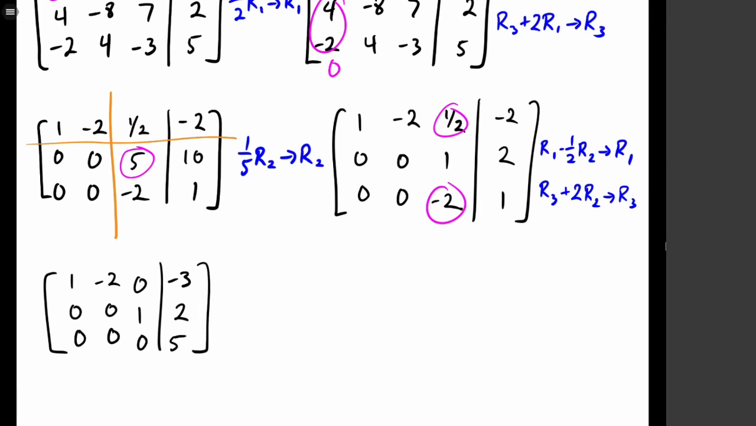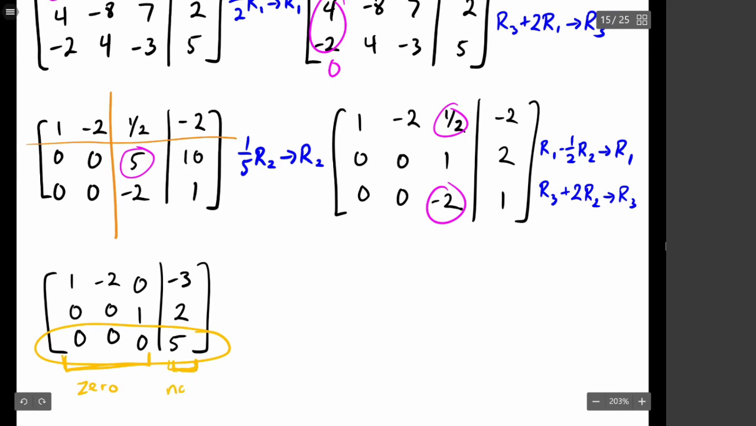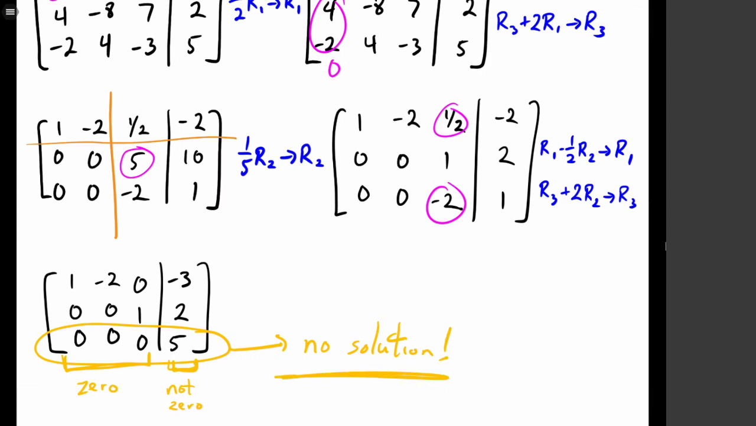Right? Now, this row right here. If you ever have a row where all of these are 0, and this is not 0, if you ever have that, you're done. You don't have to do any more. This always means no solution. Right? So if you ever have a row that has all zeros on the left, and specifically not a 0 on the right side, that means no solution.